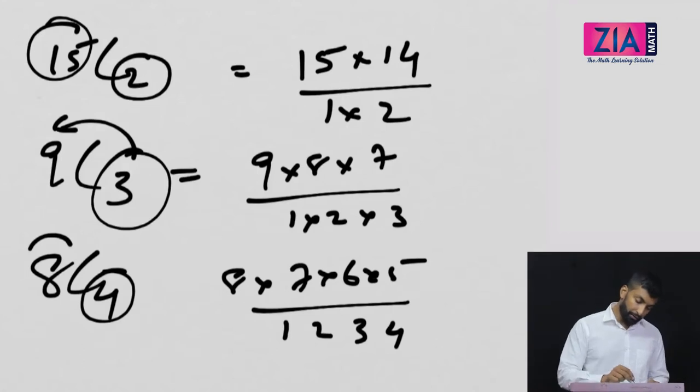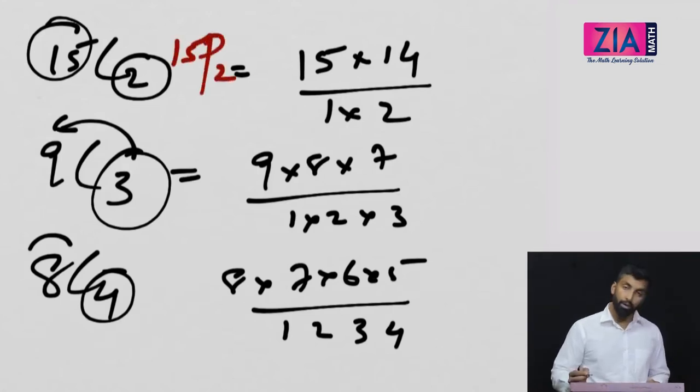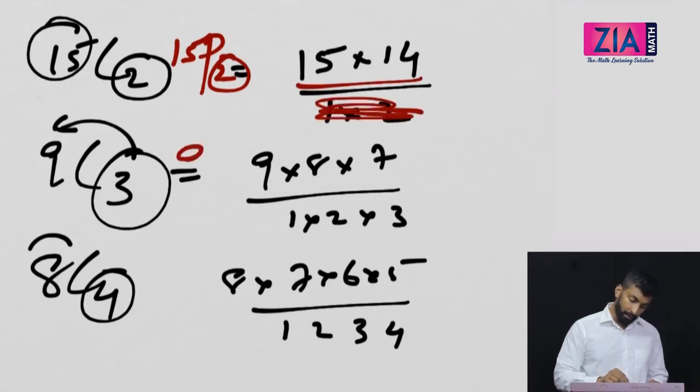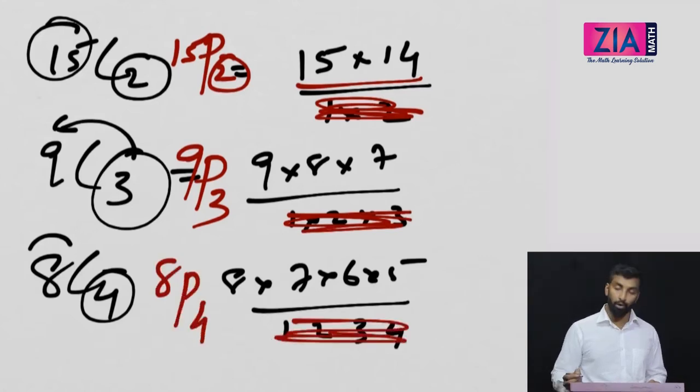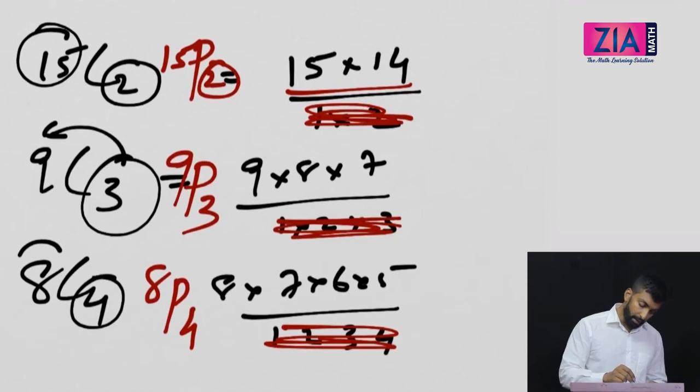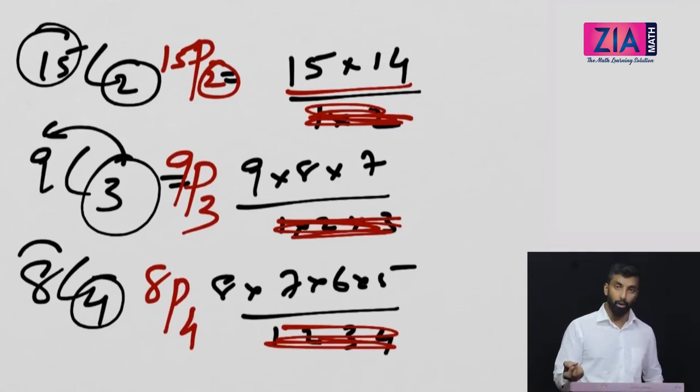Now what about 15P2? This is 2. So take 2 terms. You don't have a denominator. If it is 9P3, you don't have a denominator, only the numerator. If it is 8P4, you don't have a denominator, only the numerator. Now I hope you might be knowing. Some of you may not know. If you don't know the formula, okay, leave it. It is not required for you.